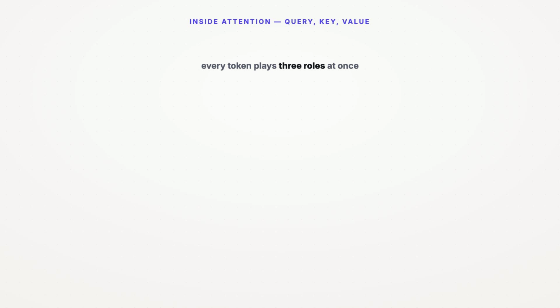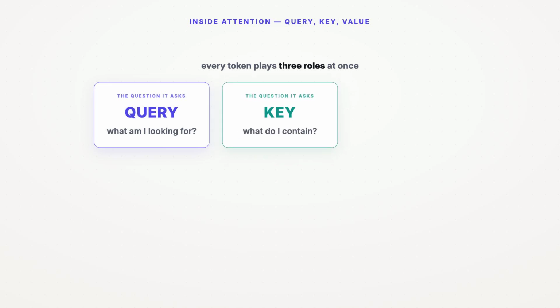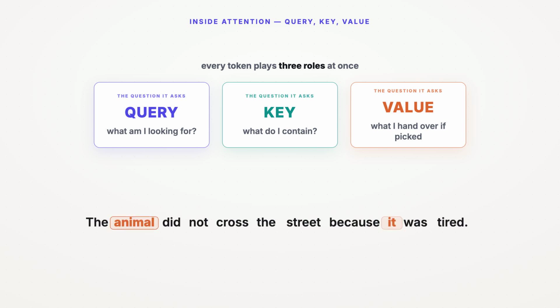Let's open up attention, the part everyone finds confusing. The trick is 3 roles every token plays. A query: what am I looking for? A key: what do I contain? And a value: what will I hand over if you pick me? Take the sentence, "The animal didn't cross the street because it was tired." To understand it, its query goes looking for an earlier noun. The key for animal matches strongly, so animal's value gets copied into it. That's attention. Every token asking a question and pulling answers from the tokens that match.